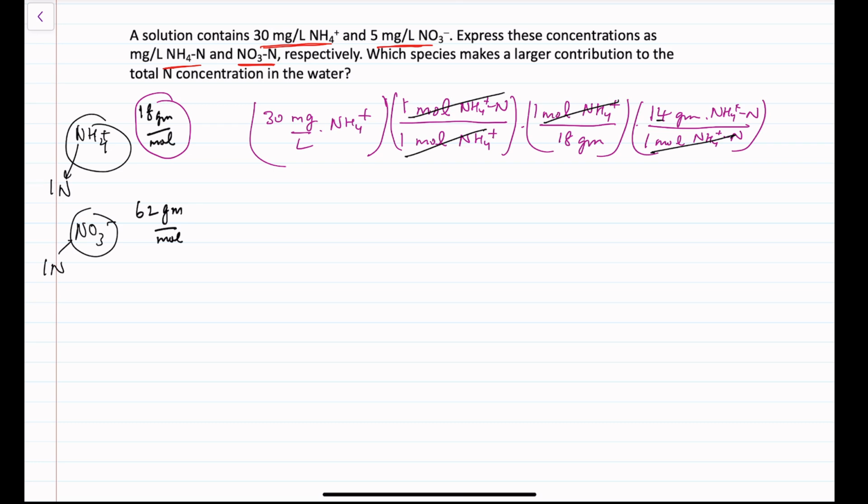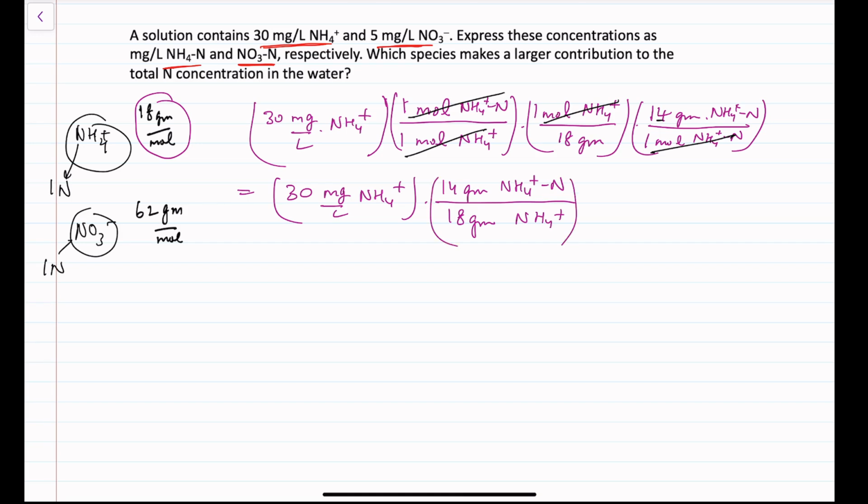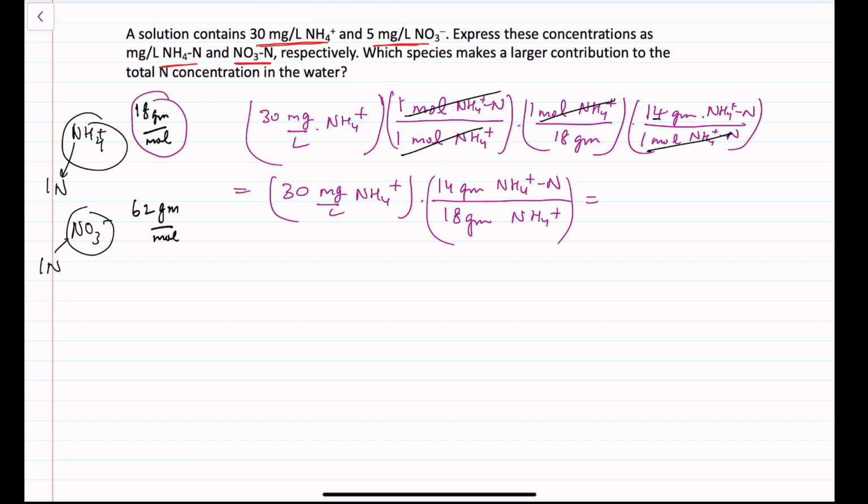So what we are left with is, and we could have written it actually straight away, but I wanted to show you. We could have just written directly: we have 14 grams of ammonium N in 18 grams of ammonium. So if we solve this, you will get 23.3 milligram per liter ammonium N.